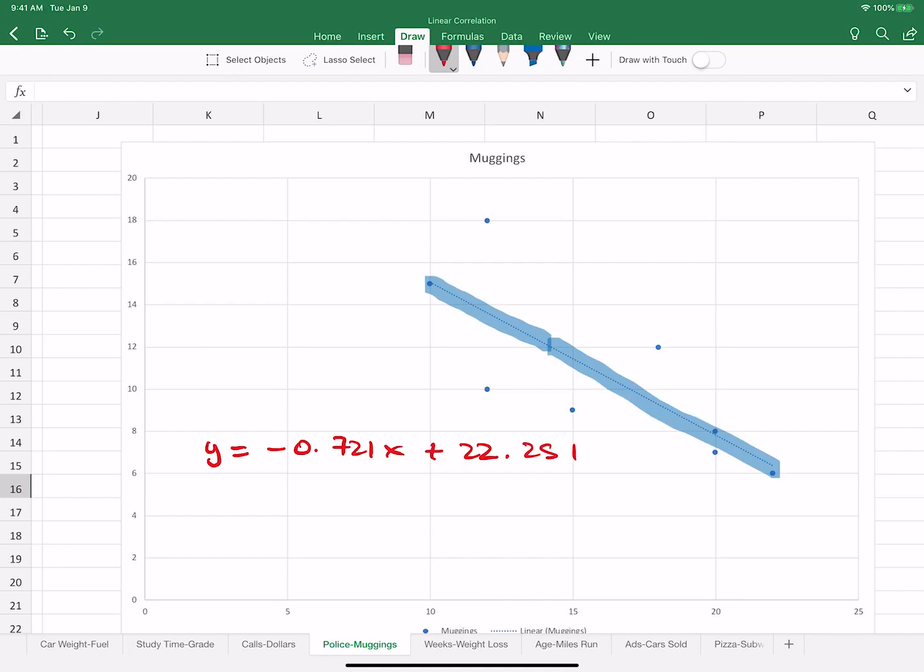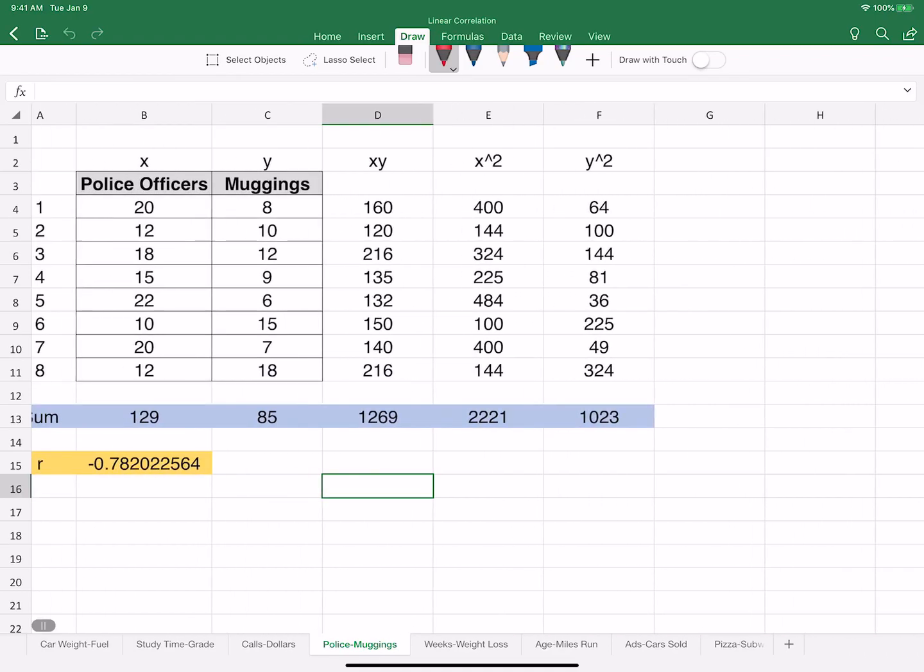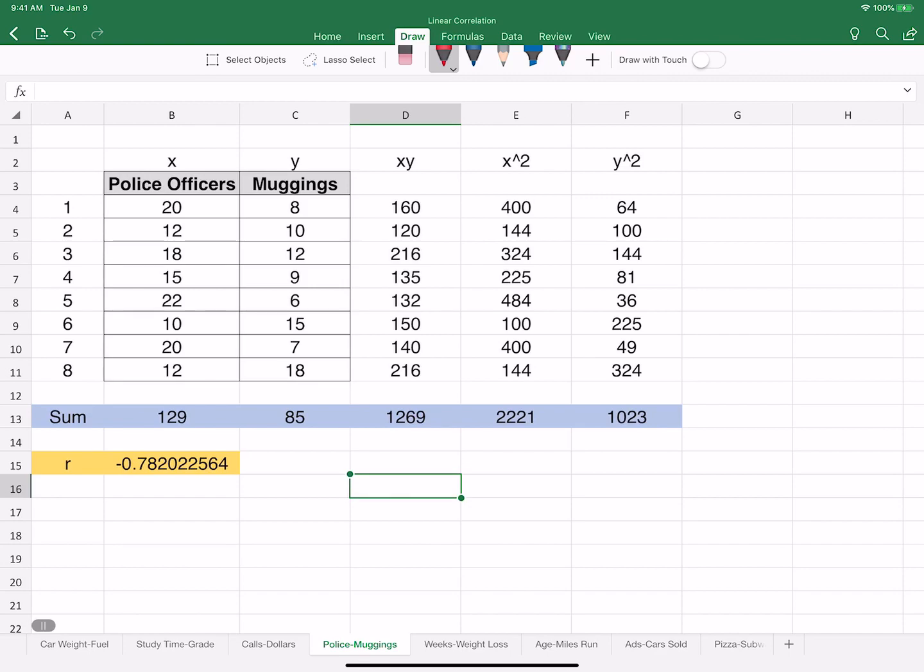And so, ladies and gentlemen, take a look. It does look like it has a negative slope, and it does look like eventually your y-intercept would be about 22.251. So this can be used if you take the x coordinate value, which is the number of police officers in a particular area. If you increase x, your y value will decrease, meaning the number of muggings will go down. Now that's a weak linear correlation.